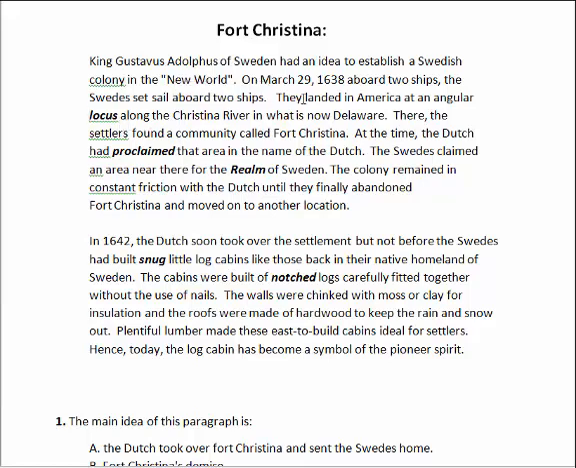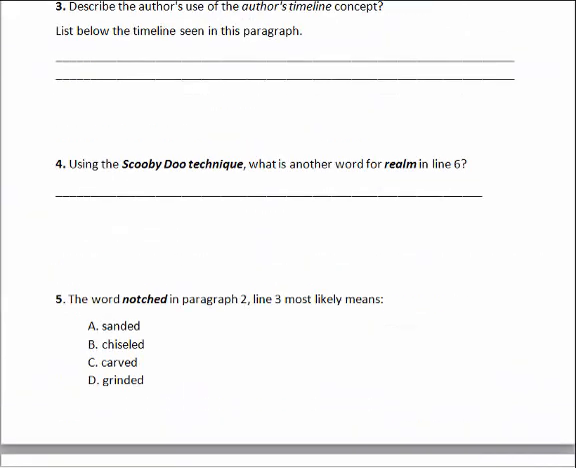B says site. They landed in America at an angular site along the Christina River. Go ahead and put a dot by that. That sounds okay. C, place. They landed in America at an angular place along the Christina River. Put a dot by that one, and that sounds okay as well. Let's take a look at the last one. The last one says point. They landed in America at an angular point along the Christina River in what's now Delaware. That sounds okay as well. Now, we have 3 answer choices left. What are we going to do now?